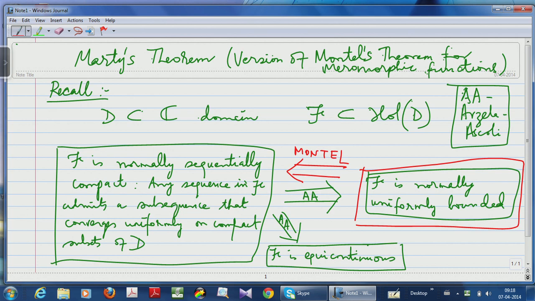then it is normally sequentially compact. That means that given a sequence, you can extract a subsequence which converges normally. And mind you, I have to tell you a few things here. This Montel theorem is stronger than Arzelà-Ascoli, in the following sense.